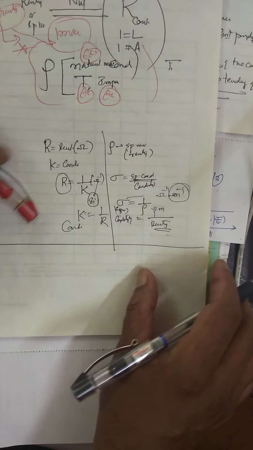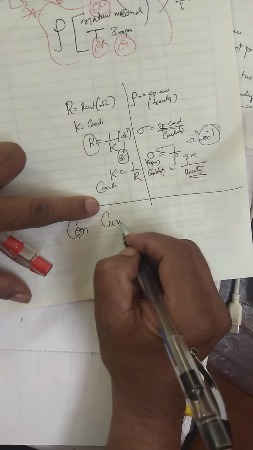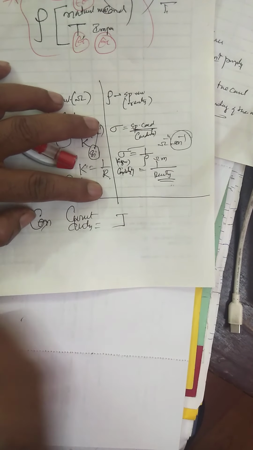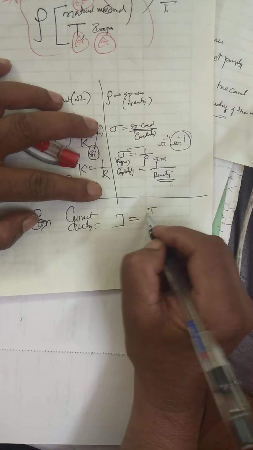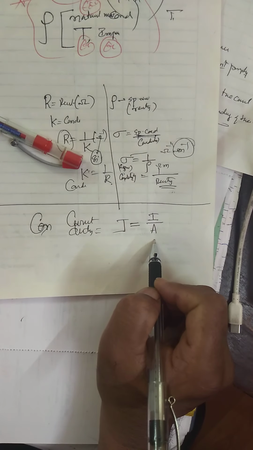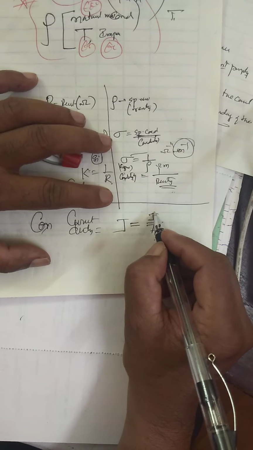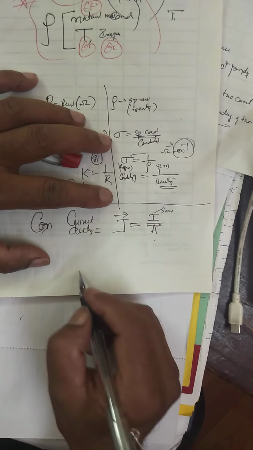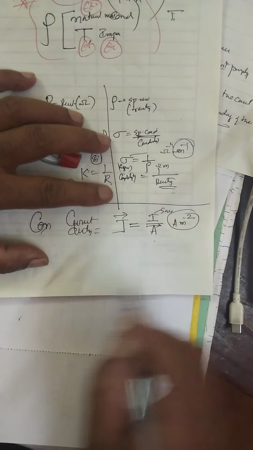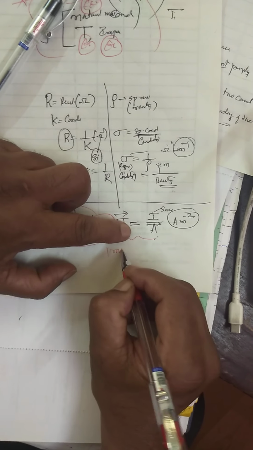Then the last thing is what? Define the term current density. Current density is J. Current density is equal to the current flowing through an area. It is defined as the current per area. Area is taken in the normal direction. That means area is a vector, current is a scalar. Therefore, current density is a vector. The unit is ampere per meter square.